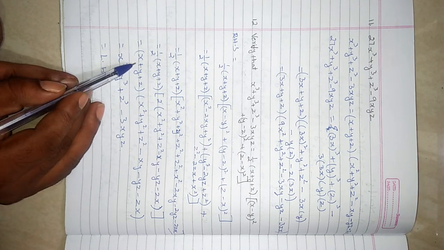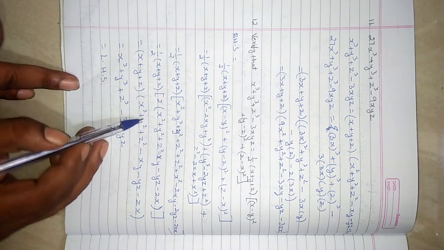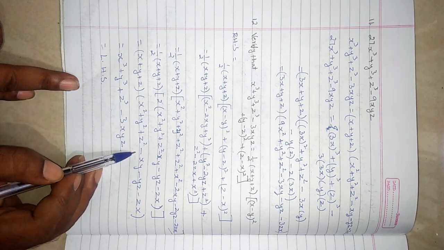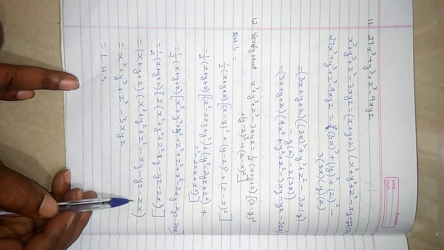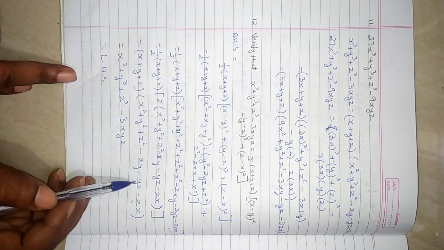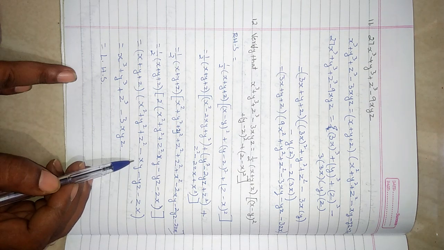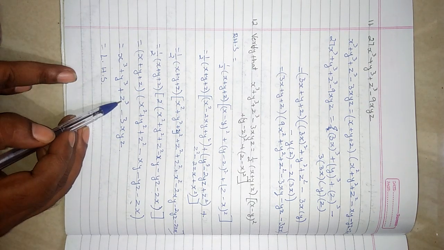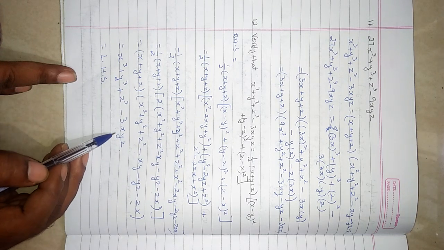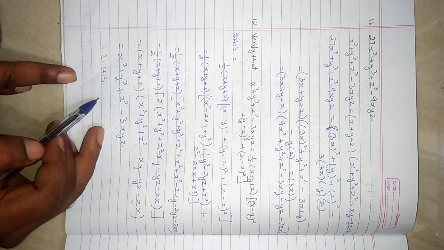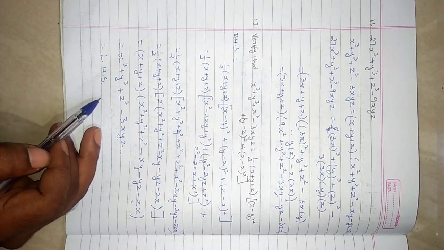What is remaining? x plus y plus z into x squared plus y squared plus z squared minus xy minus yz minus zx. Now check whether it is in the form of the identity. Yes, it is in the form of the identity. So that is equal to x cube plus y cube plus z cube minus 3xyz. So hence RHS is equal to LHS.